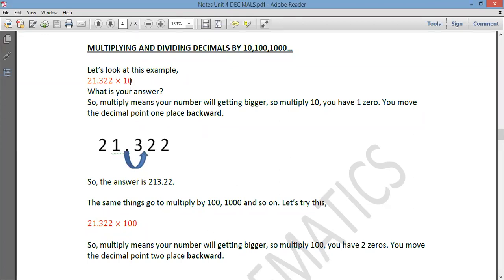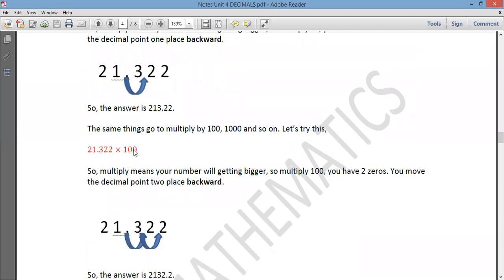Because 10 has one 0, you count the 0 here, so you move the decimal point one step backward. So your answer will be 213.22. The same thing goes when you multiply by 100, 1000, 10,000, and so on.